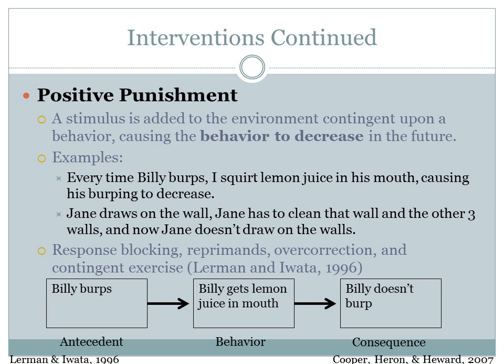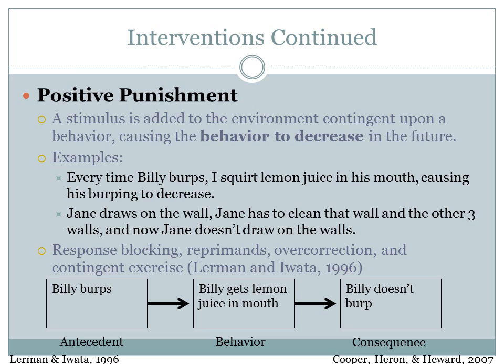Alright, now we're moving on to punishment. Positive punishment is when a stimulus is added to the environment contingent upon a behavior occurring, which is going to cause the behavior to decrease in the future. A classic example of this is burping. When you want to stop burping, you're going to implement a punishment for burping. So every time Billy, for example, burps, I squirt lemon juice in his mouth. This causes his burping to decrease. So something is added to the environment, the lemon juice, to cause the behavior, burping, to decrease.